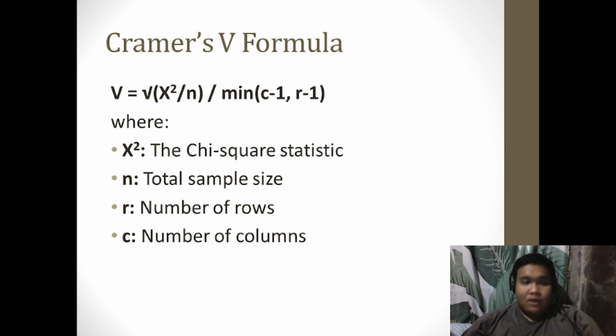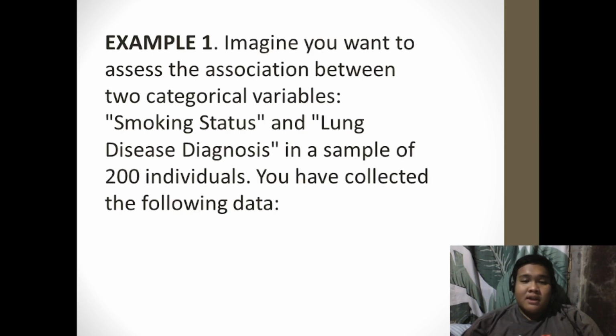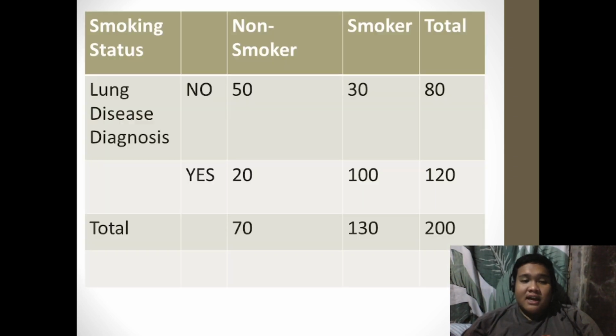Example 1: imagine you want to assess the association between two categorical variables. The first variable is smoking status, and the second variable is lung disease diagnosis, in a sample of 200 individuals. You have collected the following data. In the data you can see the lung disease diagnosis, no or yes, and the smoking status, non-smoker and smoker. The result of our survey is 80 for no and 120 for yes.